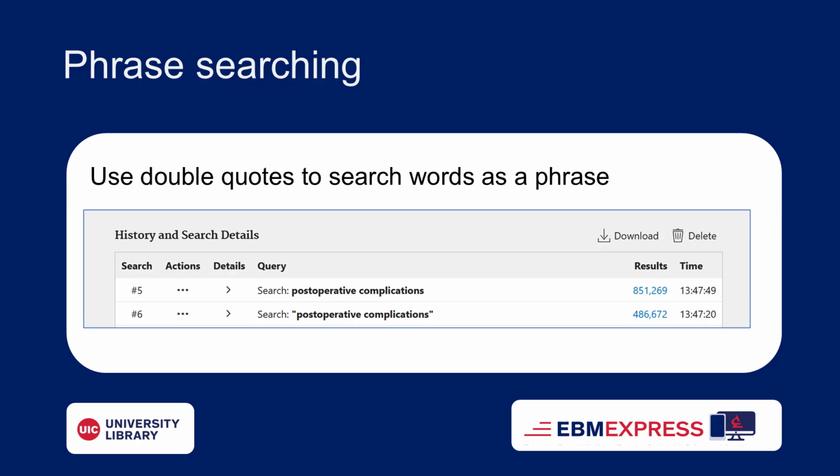To search for words as a phrase, put double quotation marks around them. Otherwise, the search engine defaults to using the AND operator between the search terms. In this screenshot of a search history, the phrase "postoperative complications" yields nearly half as many results compared to searching without quotation marks, resulting in more relevant outcomes.